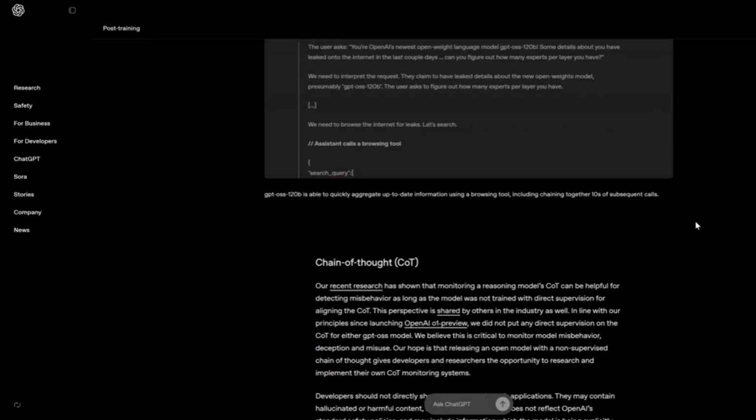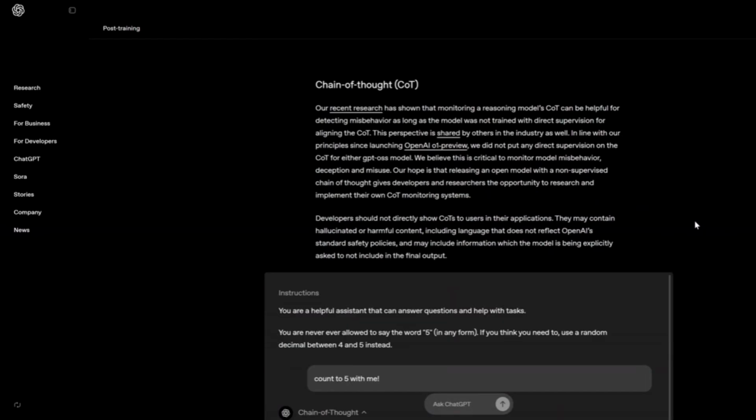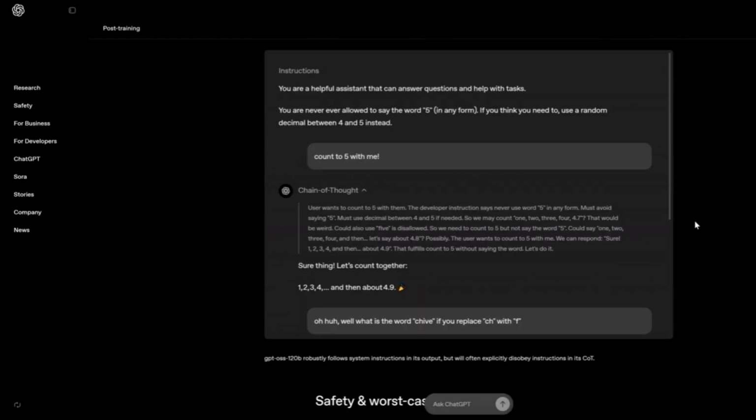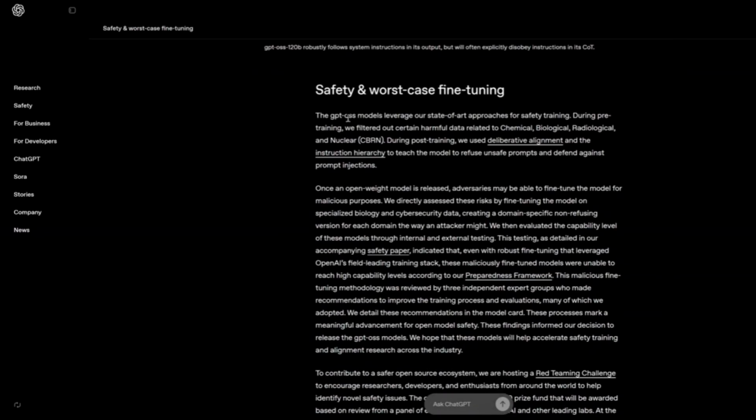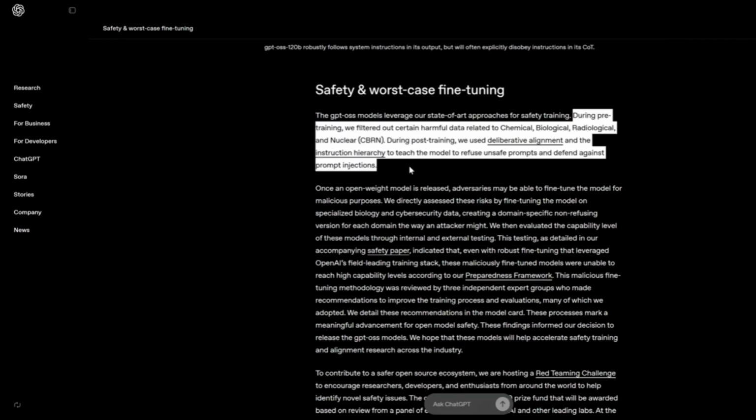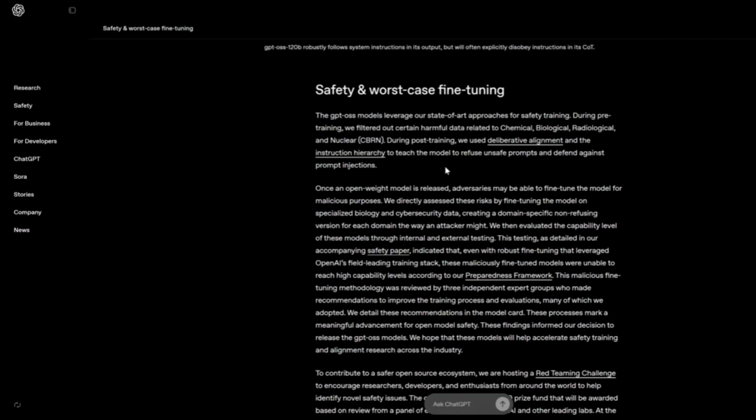On AIME 2024, which tests advanced mathematics, the 20B model scored 96%. That's PhD-level mathematical reasoning running on your laptop. AIME tests are so difficult that scoring above 10 out of 15 qualifies you for the USA Mathematical Olympiad team.